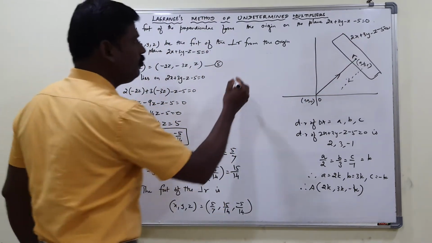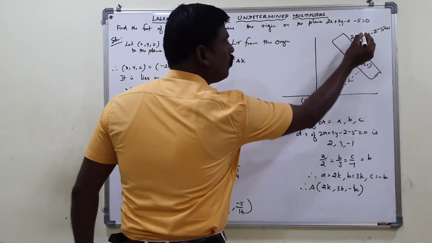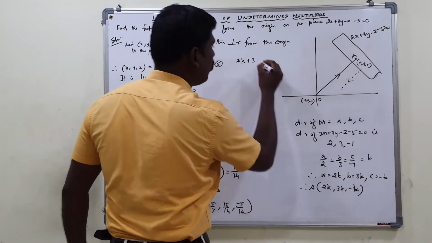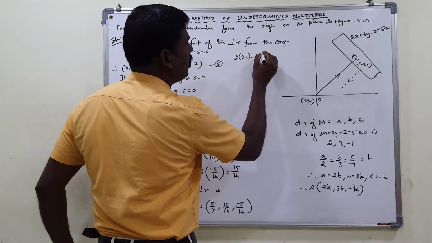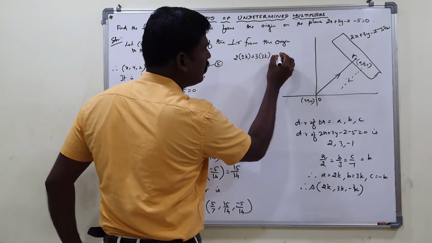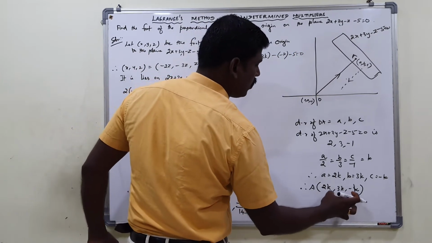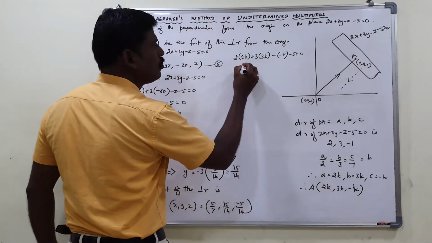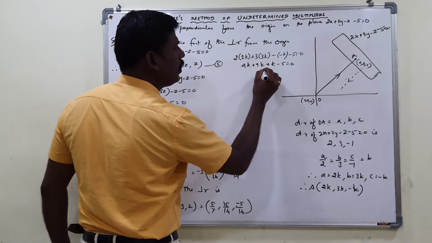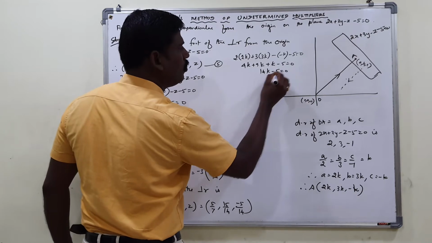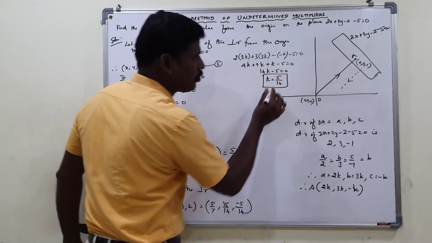What you will get? 2 into 2K, so 4K, plus 3 into 3K, so 9K, minus of minus K, minus 5 equal to 0, isn't it? So I just substitute this point into the given plane, that's all. So 4K plus 9K plus K, minus 5 equal to 0. So 14K minus 5 equal to 0. So K equal to what? 5 by 14.